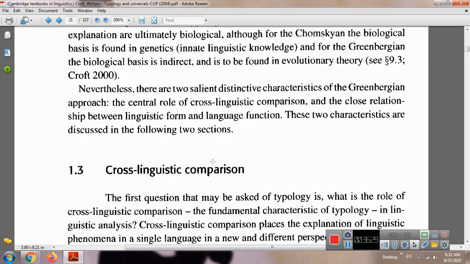Nevertheless, there are two salient distinctive characteristics of the Greenbergian approach: the central role of cross-linguistic comparison and the close relationship between linguistic form and linguistic function. These two characteristics are discussed in the following two sections. Okay, in the following session, we will read about these two points.